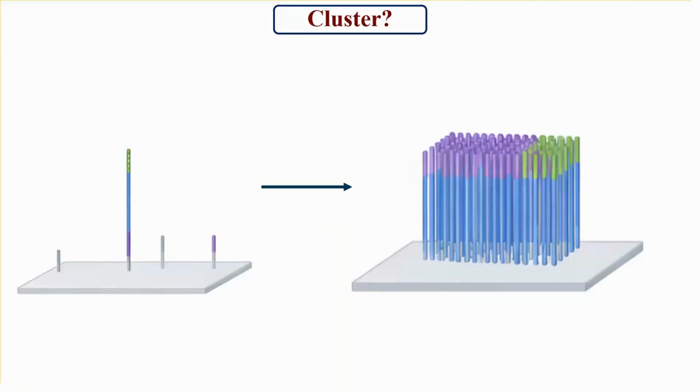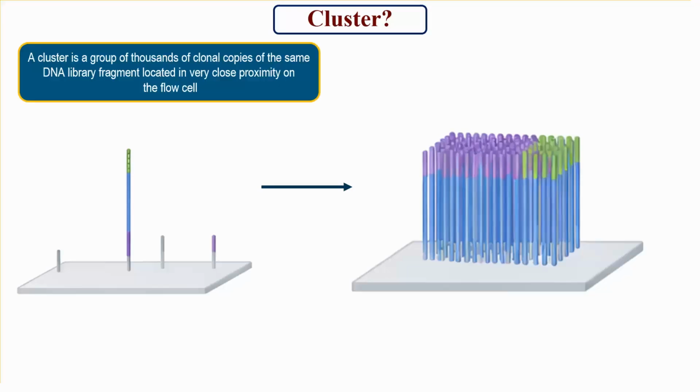The next step in Illumina sequencing is cluster generation by a process called bridge amplification, where the prepared libraries are amplified on the flow cell and form clusters that will be imaged during sequencing. So what is a cluster? A cluster is a group of thousands of clonal copies of the same DNA library fragment located in very close proximity on the flow cell. These closely packed copies are required to produce sufficient signal intensity for detection by the optical system during sequencing.